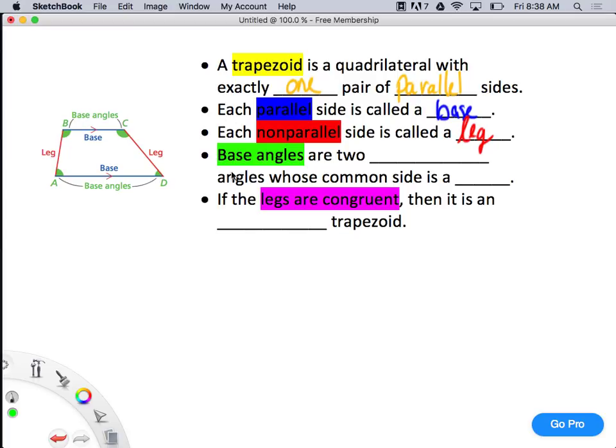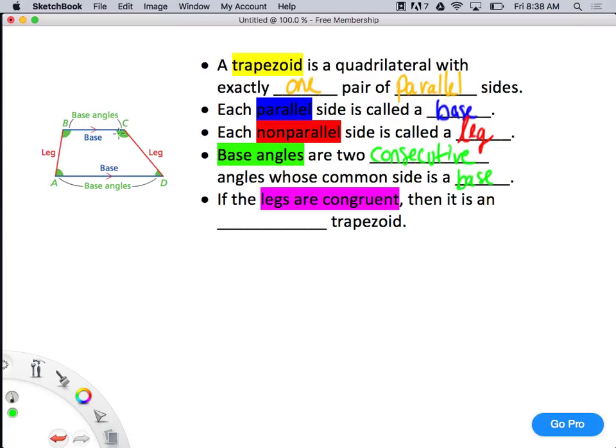Base angles are two what angles whose common side is a blank? Two consecutive angles, because they're right next to each other. Whose common side is a what? What's the side that they share? Is it a base or a leg? It's a base.